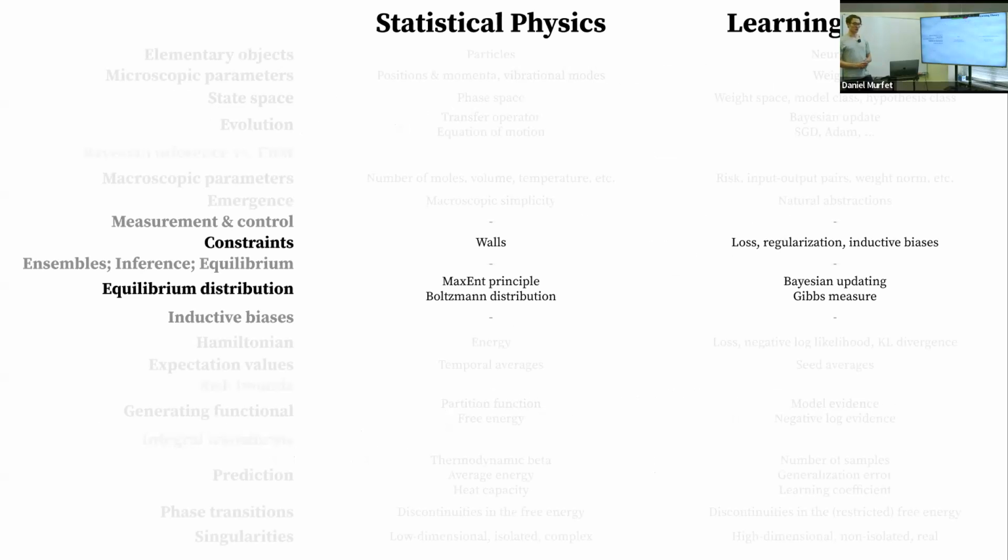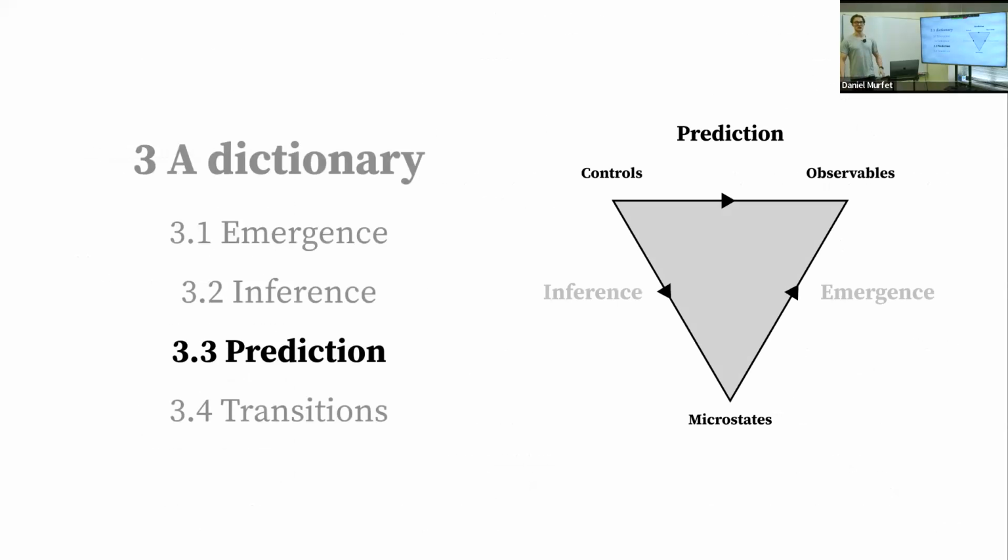Okay, so we talked about this middle component. First, the question of emergence, then this question of control to microstate, the question of inference. Now, let's talk about prediction. How do you go from the things you can control to making predictions of new observables?